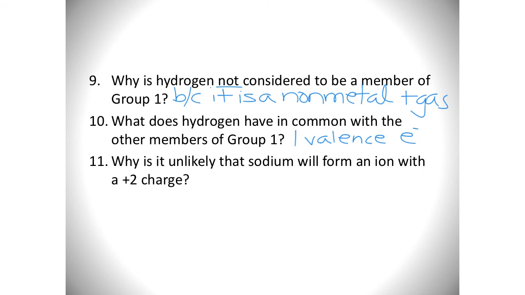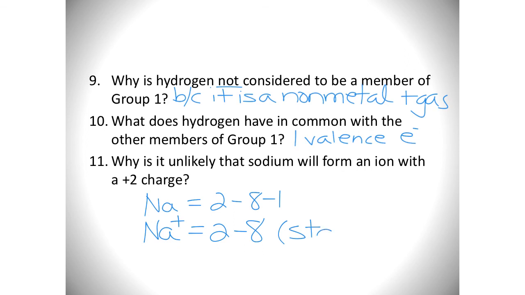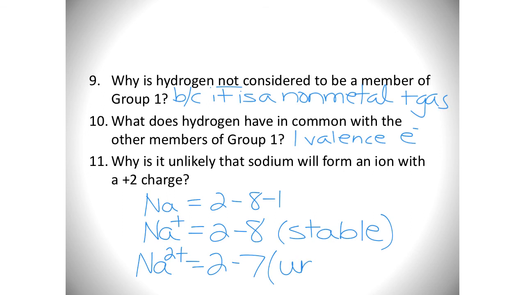Number 11, why is it highly unlikely that sodium would form a +2 charge? So sodium, 2, 8, 1 for its electron configuration. If it wants to get a full valence shell, it will lose an electron to become 2, 8, which would be very stable because that would be a full valence shell. If sodium lost another electron, that would be 2, 7. That would not be stable, and it would require a lot more energy to remove that second electron also.